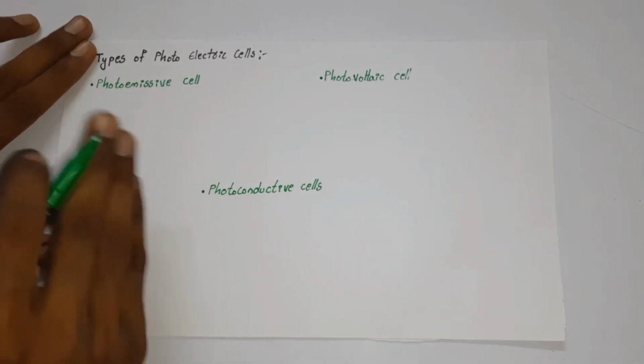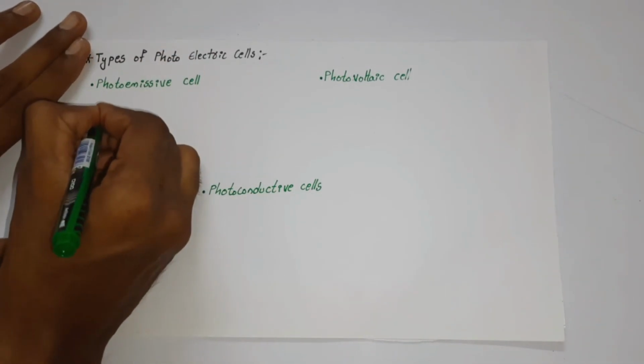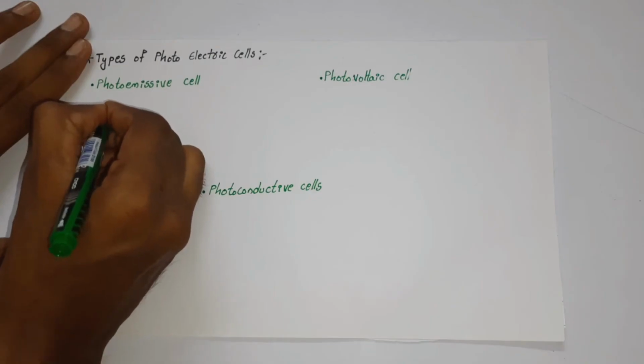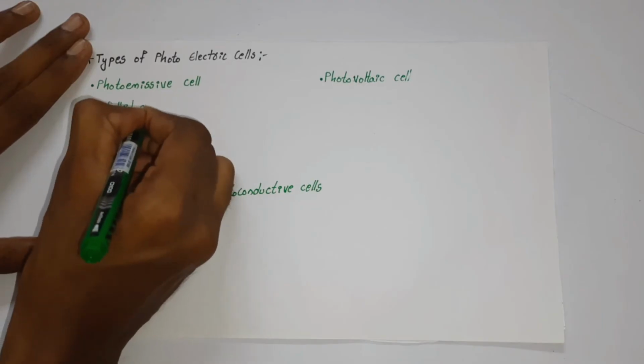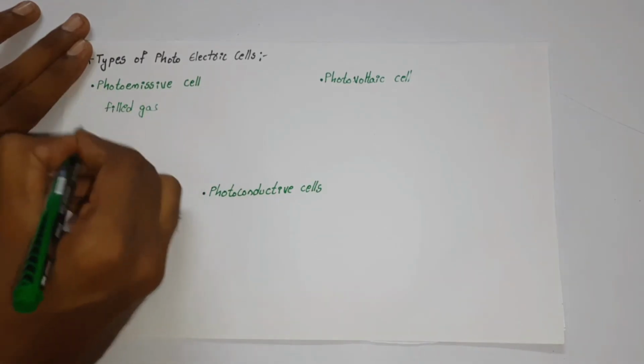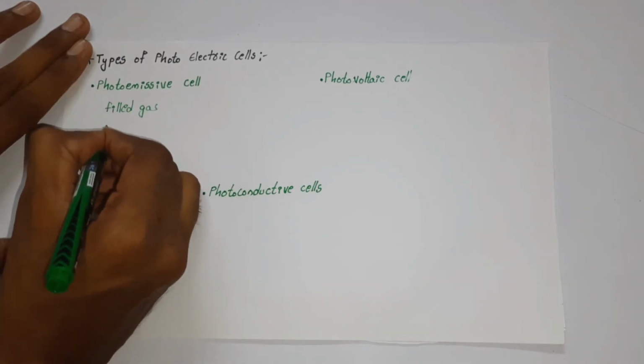The photoemissive cell, this type of cell can be used in types of, it is a filled gas cell. It can exist in two different forms, that is a filled gas and vacuum tube.